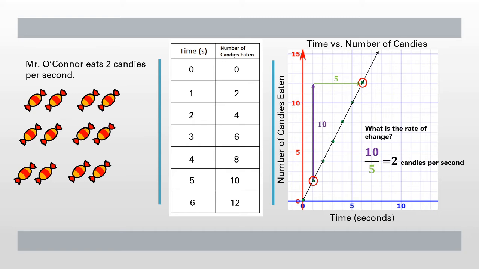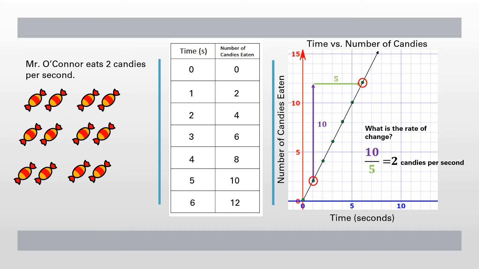One important thing to notice here is that when we were doing rate of change for a time-distance graph, the rate of change represented speed. In this case though, because we're looking at time versus the number of candies eaten, the rate of change represents the number of candies eaten per second.